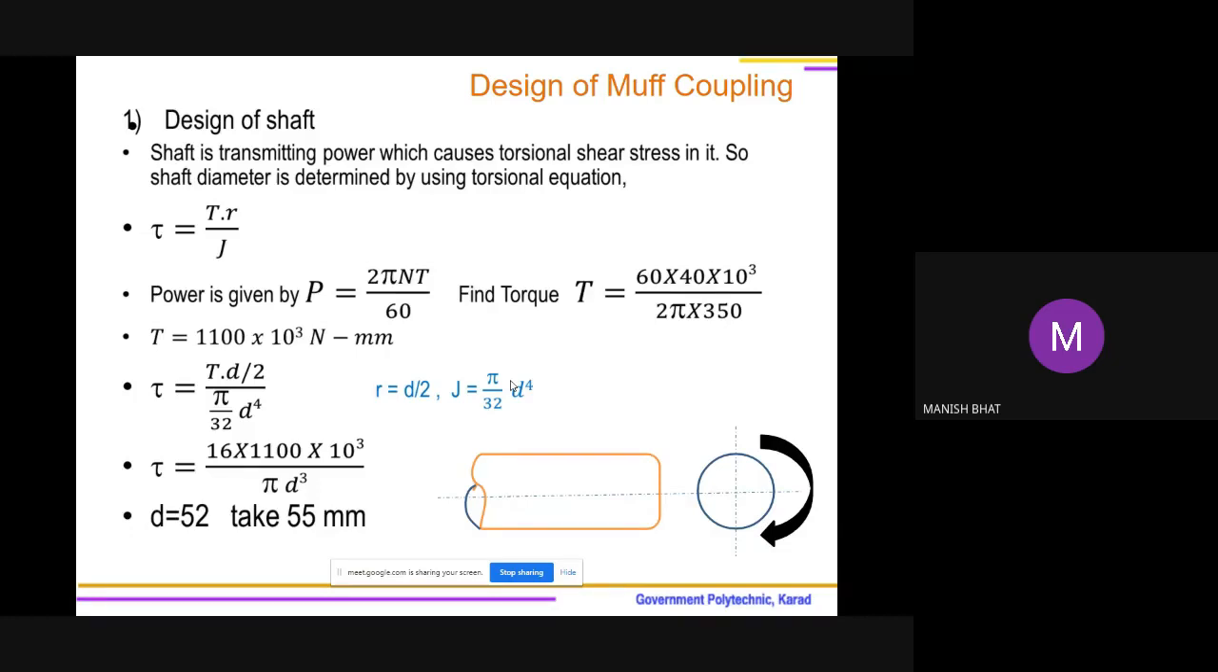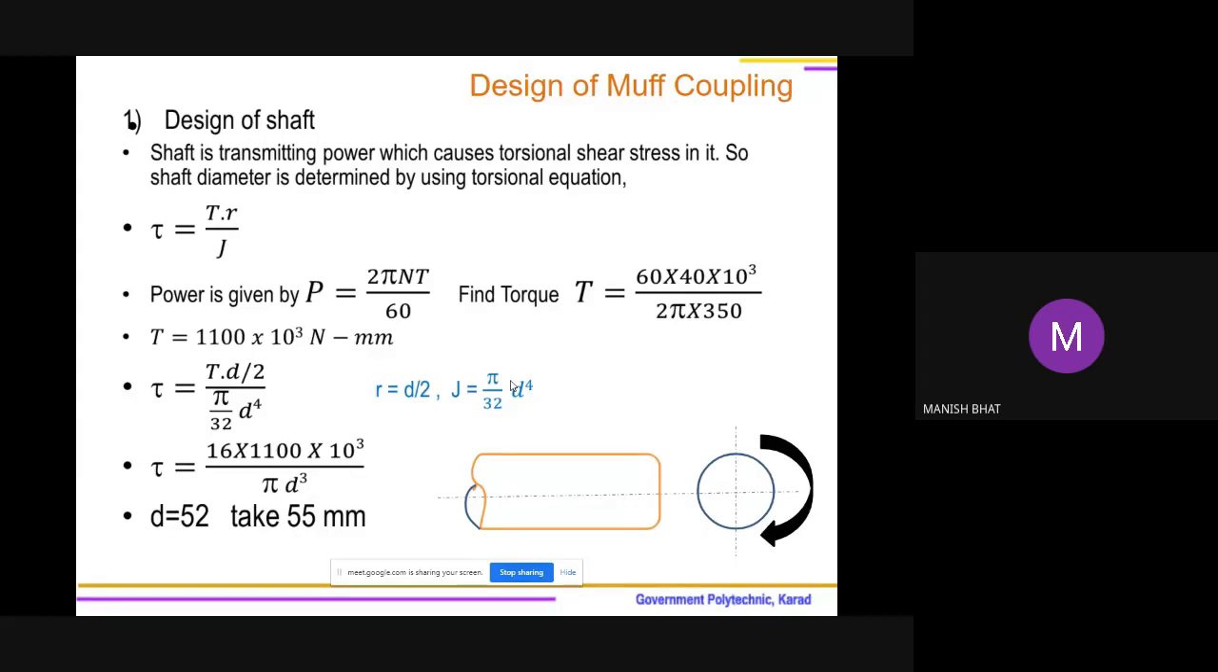So what will be the torque? I have mentioned here that power is 40 kilowatt. So torque is equal to 60 into 40 into 10 raised to 3 upon twice pi into 350. If you calculate it, you will get torque as 1100 into 10 raised to 3 Newton millimeter. So this is the torque which is transmitted by the shaft.